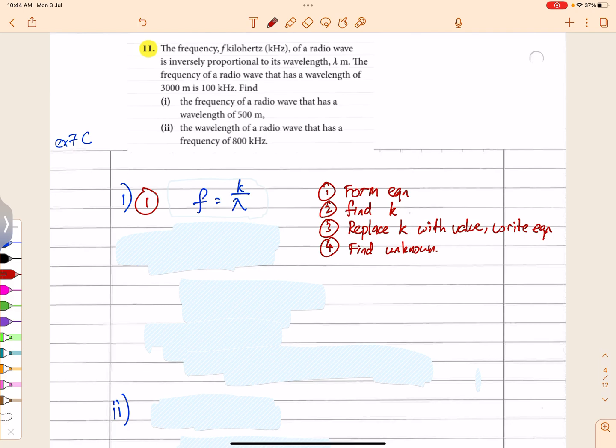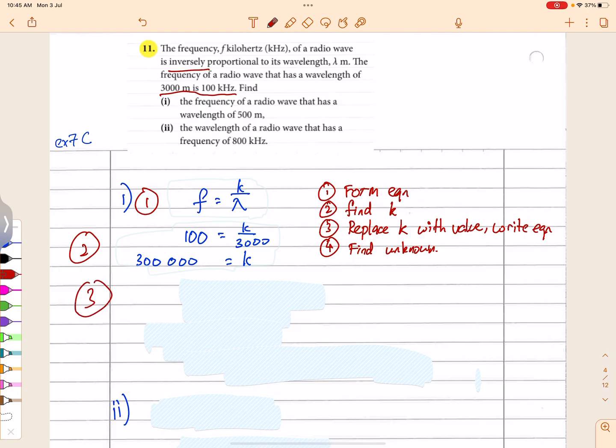So the equation, because it's inverse, the k is on top and the lambda, the wavelength, is at the bottom. This symbol here is called lambda. Now, I want to find k. So using what I know, 3100, I will put it inside and I will find k. So that's our step number 2.